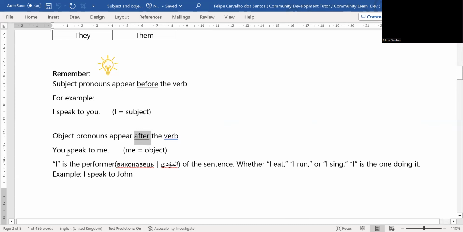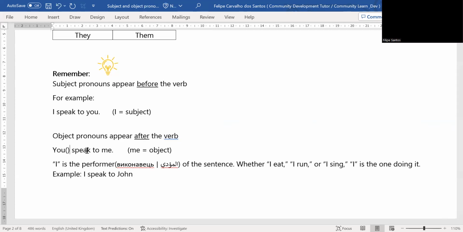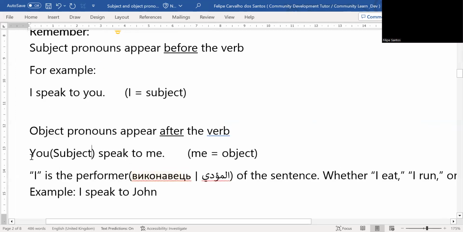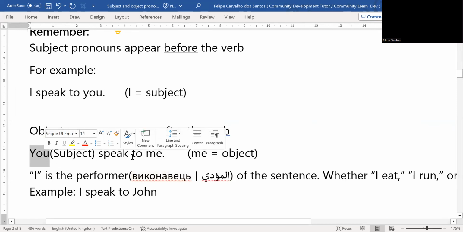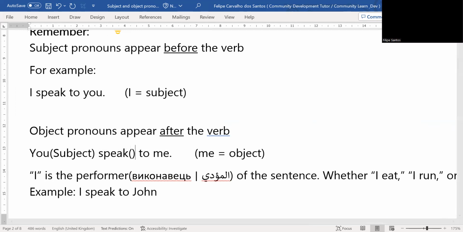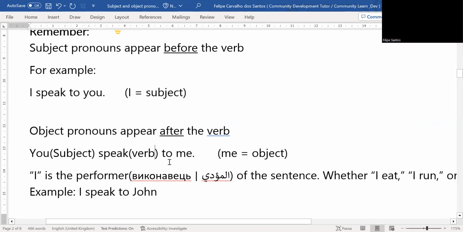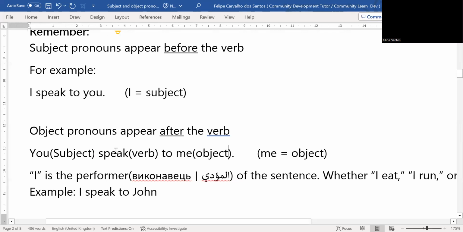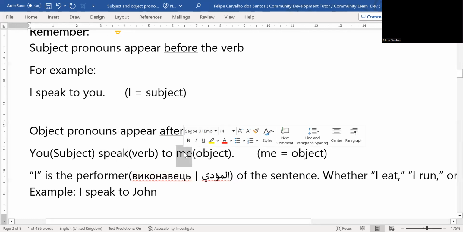So here we have the subject. Here, you speak. Speak is the verb, the action. You speak, you play, you study, you go. Okay, so actions. And here we have the object. So the object appears after the verb. So you see, verb, object.